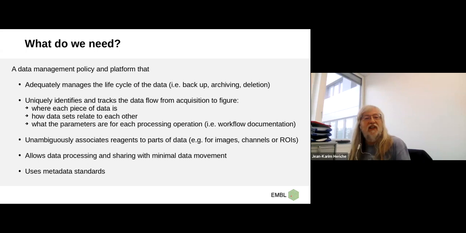We also want to facilitate data processing and in particular avoid or minimize data movement, especially for very large and complex data sets. And of course, we want to use standards for all of this so that we ensure interoperability.